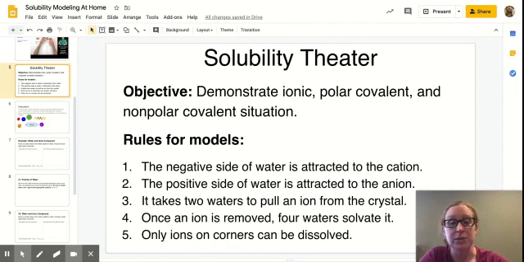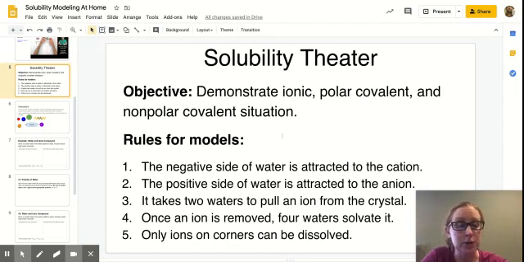So what I'm going to do is read through the objective and the rules and then go through one example with you so that you know how to go through this activity. The objective of this activity is to demonstrate ionic, polar covalent and nonpolar covalent situations within a solution.